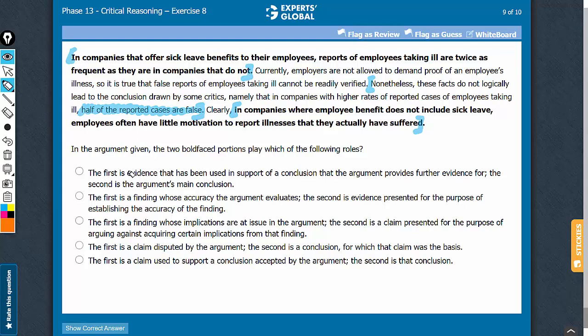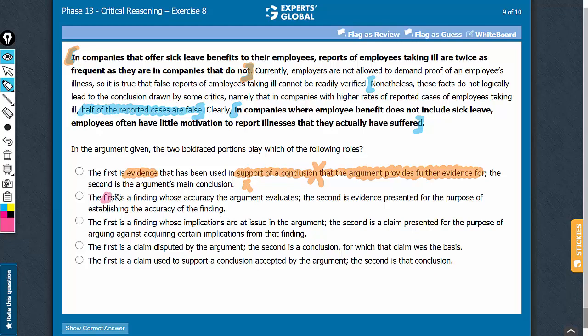Yes, first is a concrete fact, so it can be called evidence, but no, it has not been used to support a conclusion that the argument provides further evidence for. This may have been used to derive an unsaid implicit conclusion that the cases reported are false, but then the argument has not provided any further evidence to suggest that the cases reported are false. So this part is incorrect. Answer choice A is a trap. It requires some serious deliberation before you can eliminate it.